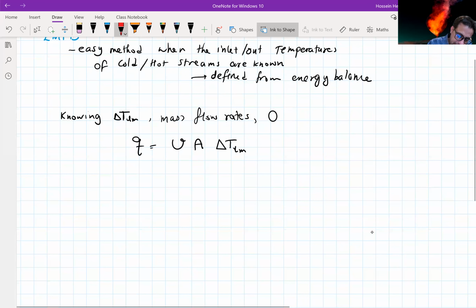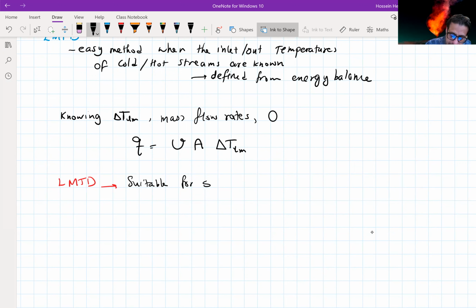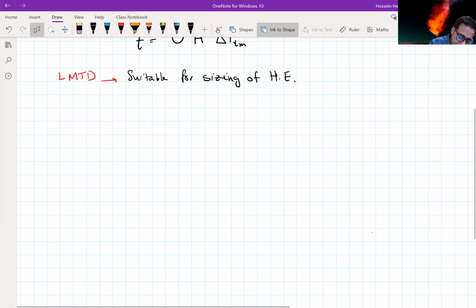Generally speaking, the LMTD method is very suitable for sizing of heat exchangers. So we can determine the size of the heat exchanger to satisfy the prescribed inlet and outlet temperatures and mass flow rates of hot and cold streams. There is a procedure that we use generally for different problems.